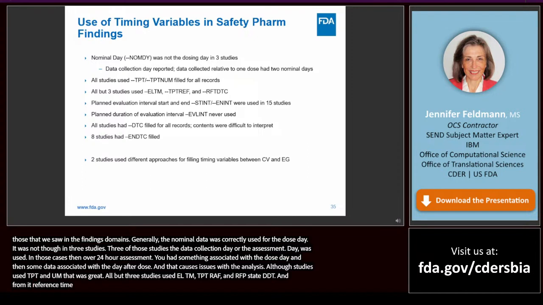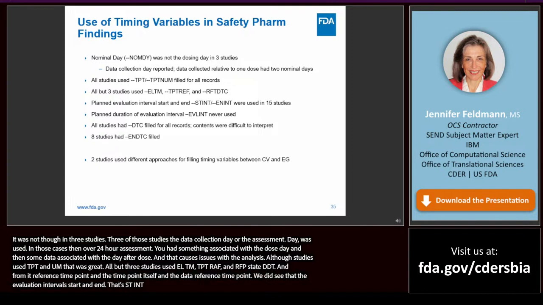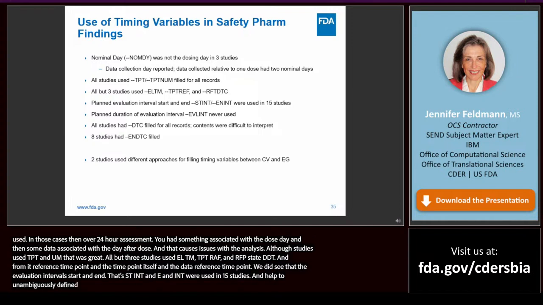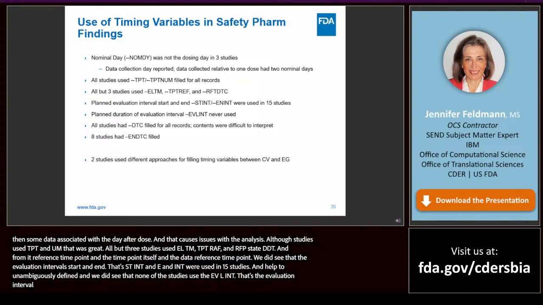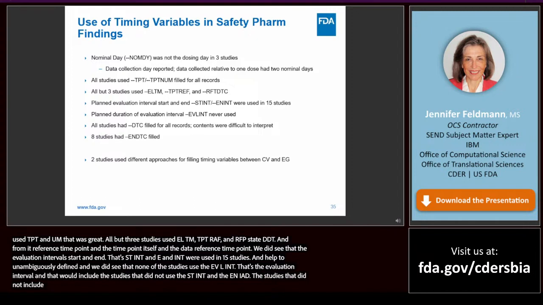We did see that the evaluation interval, start and end, that's STINT and ENINT, were used in 15 studies that helped to unambiguously define the assessment period. And we did see that none of the studies used the EVLINT, that's the evaluation interval, and that would include the studies that didn't use the STINT, ENINT. So in the studies that did not include either, it could be difficult to know specifically what the evaluation interval was.